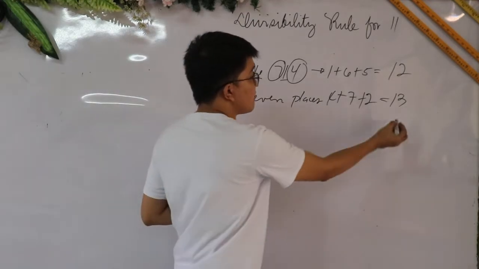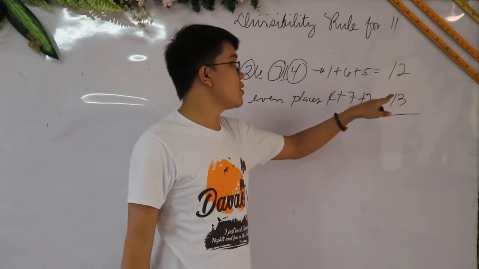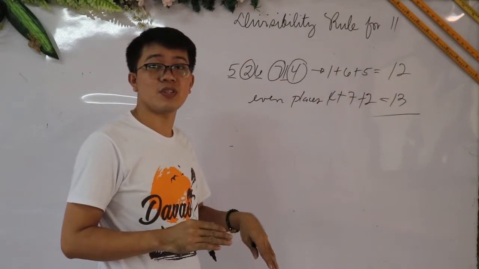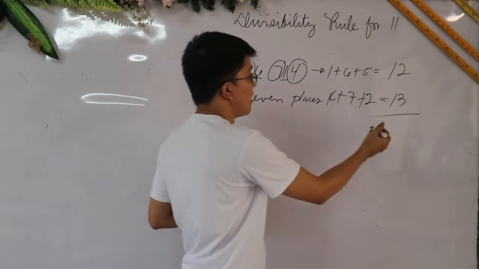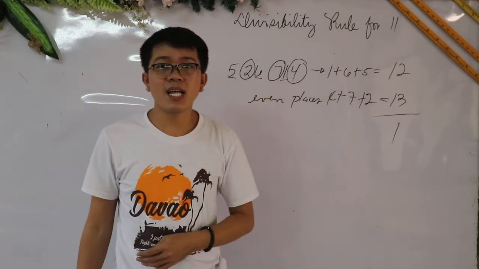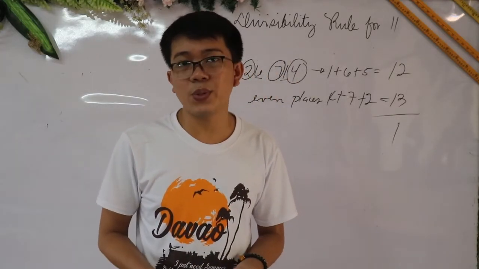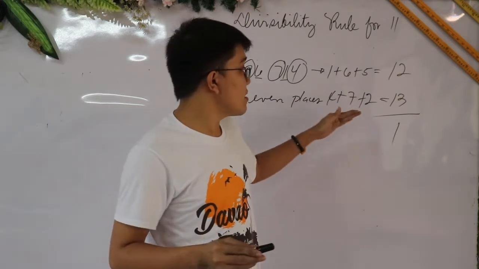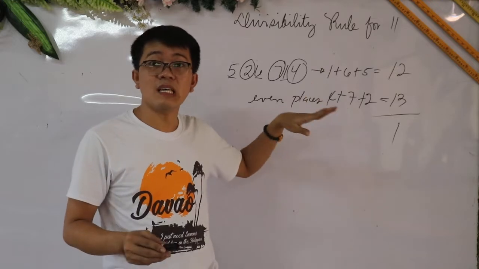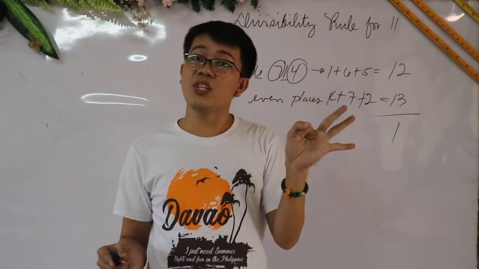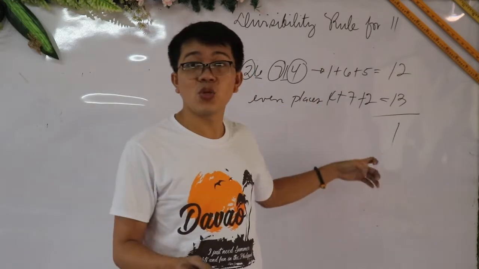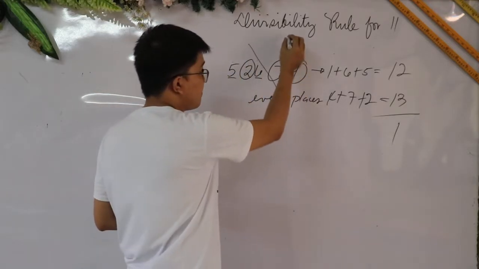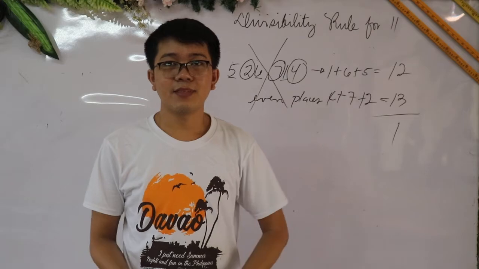Now what is the difference of the two? 12 minus 13 or 13 minus 12. We can actually interchange their positions. Very good. It's 1. Does it answer the condition in divisibility rule number 11? No. Because the difference of the two is not 0, it's not 11, 22, 33. So we say that this number here on the board is not divisible by 11.